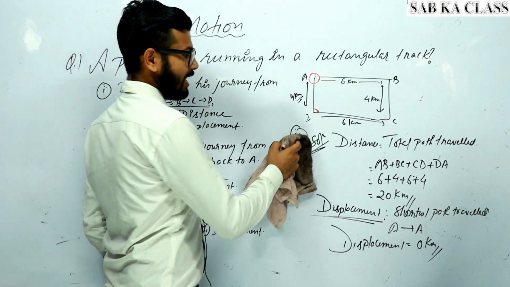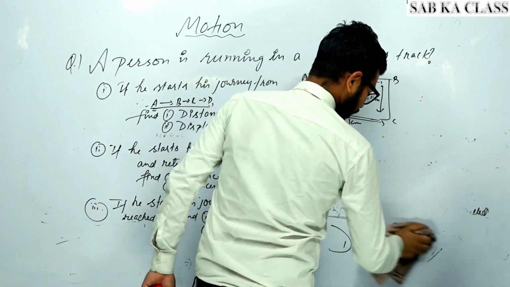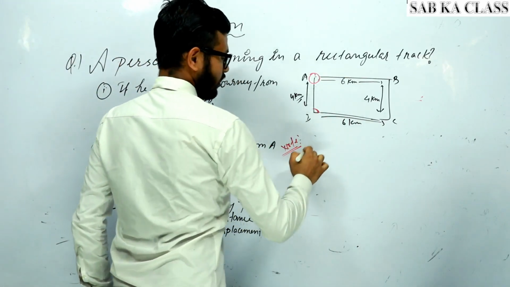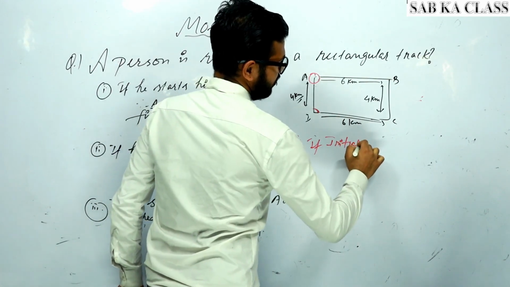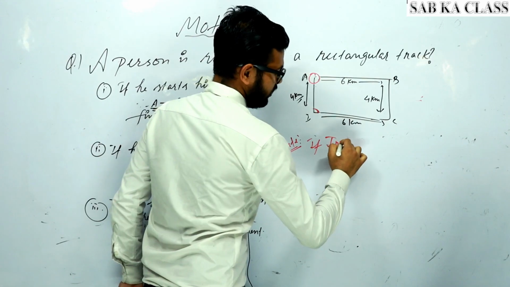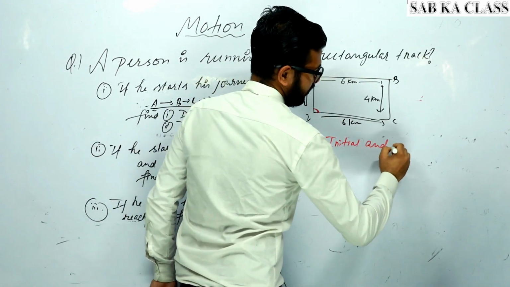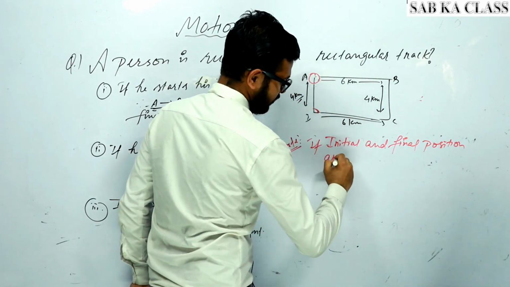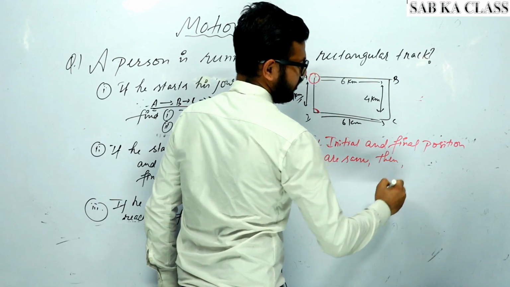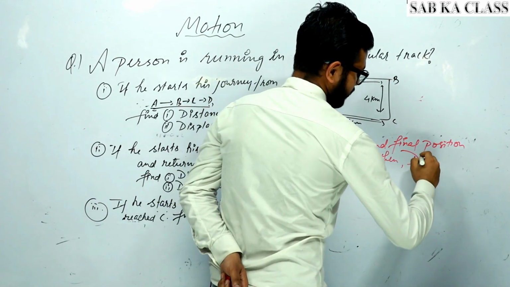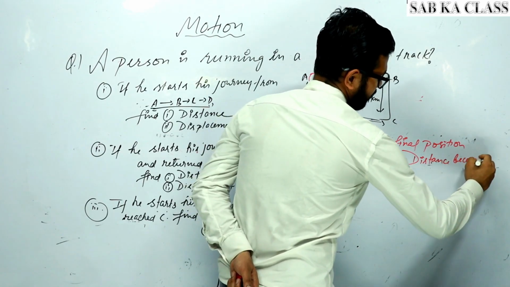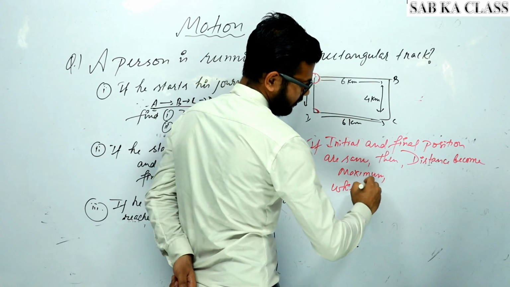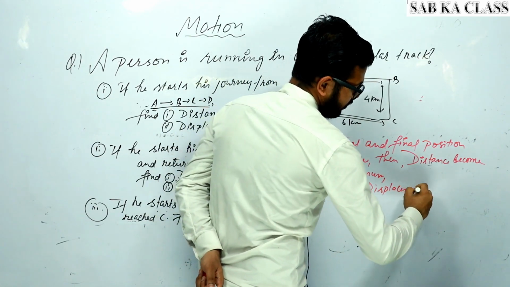Now, a very important explanation that I would like to give here. We come to note one more important thing. Just note it down. Note: if the initial position means शुरुआत position, and the final position are the same, then distance becomes maximum while displacement becomes 0.